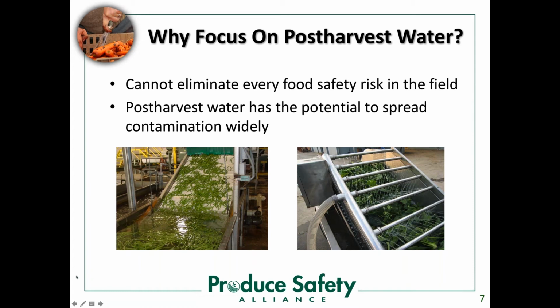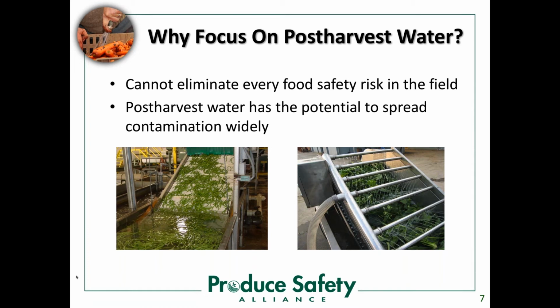So what do we want to focus on post-harvest water? You can't eliminate everything in the field. Bottom line, no matter how carefully you monitor your agricultural water, there is the potential of contamination and food safety problems that happen during harvest and during hauling to the packing shed and the place where you rinse and prepare your vegetables and your fruits. And post-harvest water really spreads contamination widely.